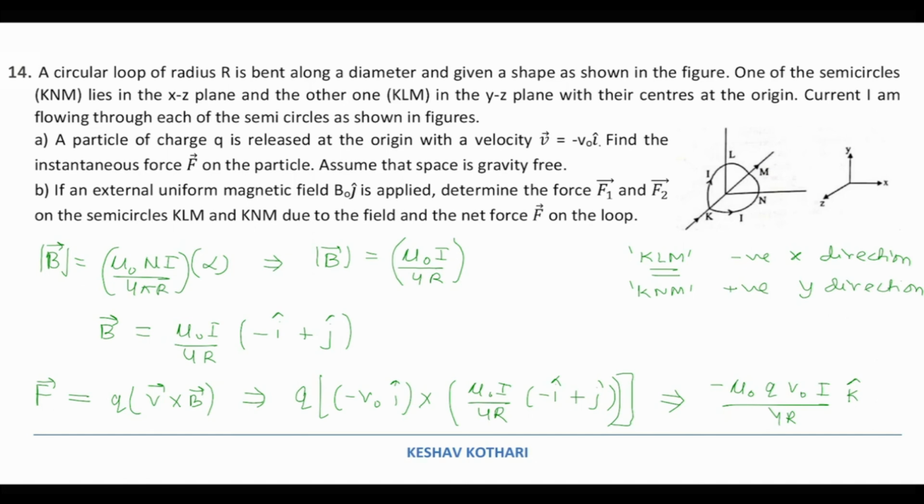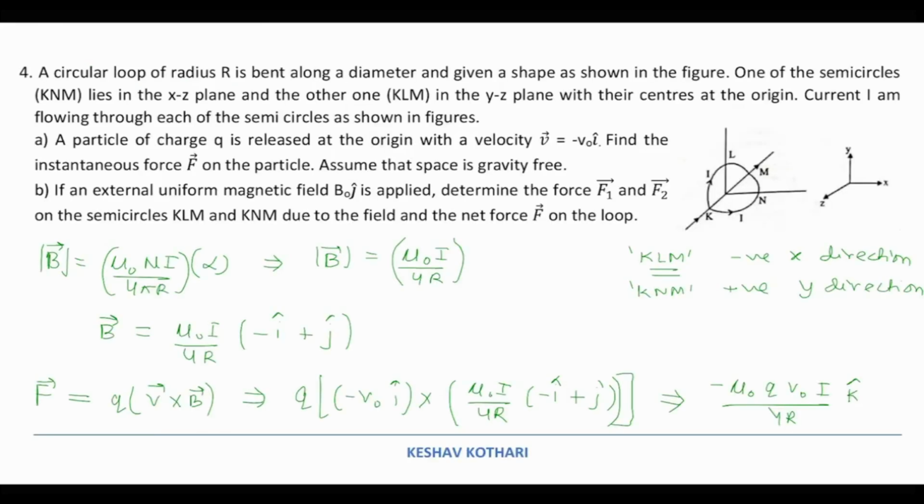In the next part, the question is asking, if an external uniform magnetic field B naught j cap is applied, then determine the force F1 vector and F2 vector on the semicircles KLM and KNM due to the field, and the net force on the loop. For this problem, the force is determined using the expression F vector is equal to I L cross B. We can also determine the direction of force by solving this cross product or by using Fleming's left hand rule. The applied magnetic field is in the B naught j cap direction. So we have to determine the force F1 vector and F2 vector on the semicircles KLM and KNM.